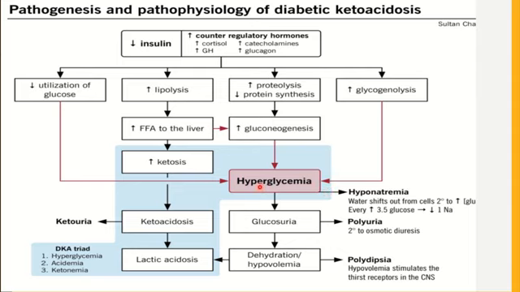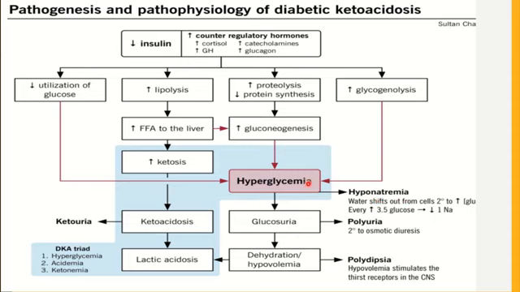Whenever there is hyperglycemia, there will be associated hyponatremia, because water shifts out of the cell secondary to glucose. Every 3.5 glucose is gone. So this is the mechanism: whenever there is increased glucose in the blood, there will be loss of sodium. So that is why there will be associated hyponatremia. I'll tell about this mechanism later.